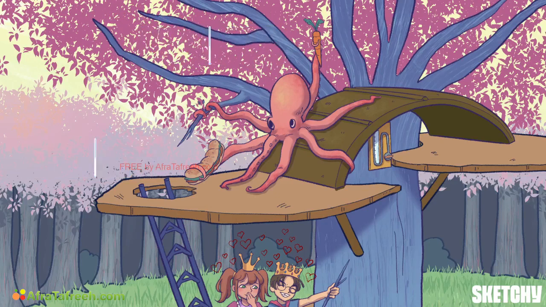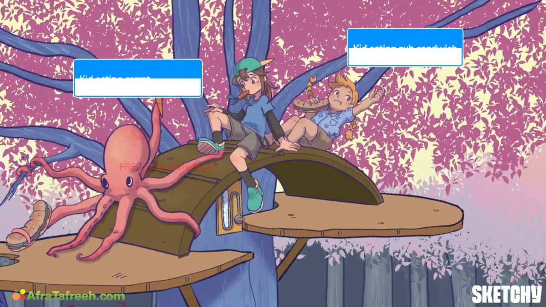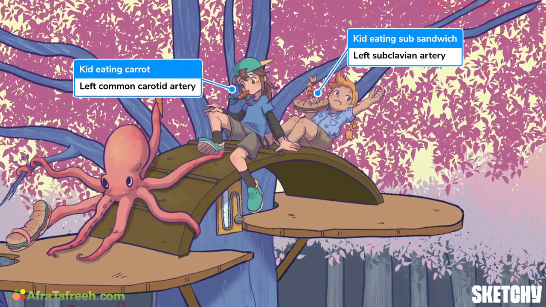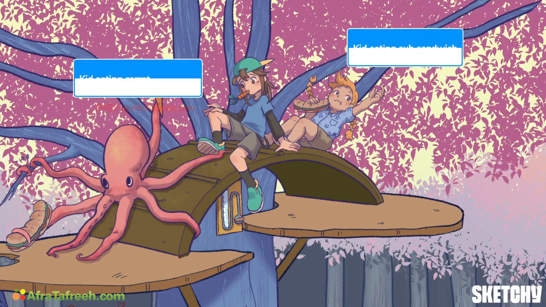Hot take. I know. Over on the left side, and remember it's the patient's left again, the left common carotid artery and left subclavian artery come off directly from the aorta. No shared trunk here. So instead of one cephalopod, we have two separate kids on the bridge itself, chowing down on another carrot and clavicle-shaped sub-sandwich, respectively.